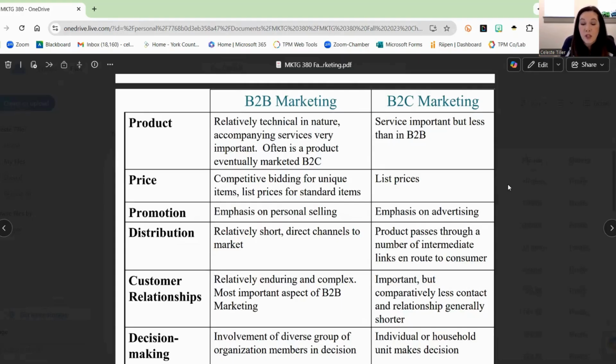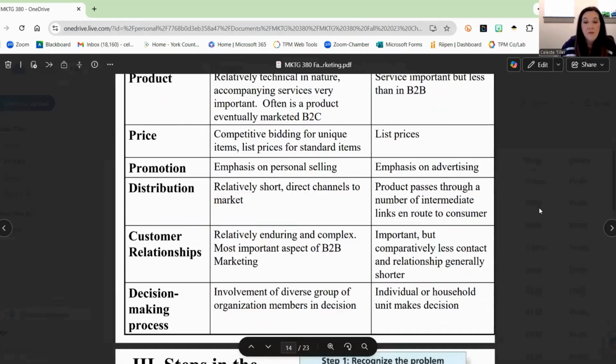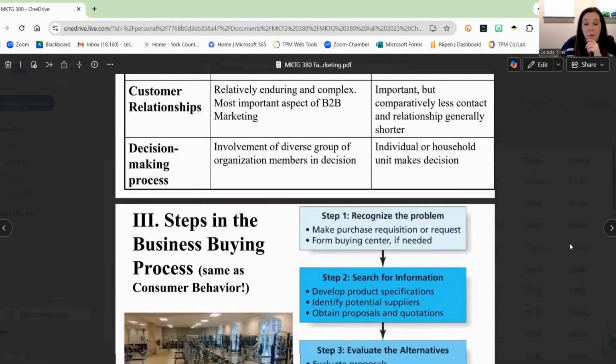When it comes to customer relationships, we've talked about this, and on the B2B, it's very complex. For them, this is the most important piece of a B2B marketing relationship. And on the B2C, it's important, but it's generally much, much less. Okay. Decision making involves a lot of different people in a B2B. A lot of hands have to go through. These are usually very large purchases. And for us, generally it's just us making a decision, or it could potentially be the household, depending on what that looks like. Okay.